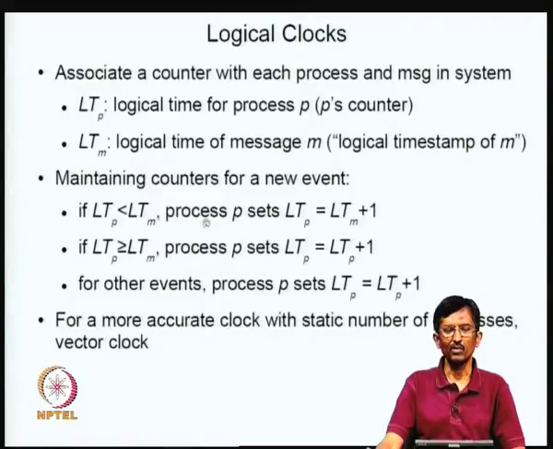Okay. Now, this kind of system works well if you have, let us say, a number of processes that keeps changing with time. It is dynamic. The number of processes in the system is dynamic. So, it is a very general model, but it turns out that more accurate clocks are possible with a static number of processes. It is called a vector clock.